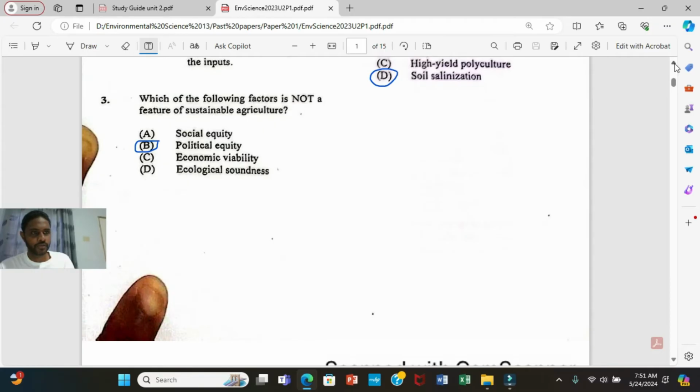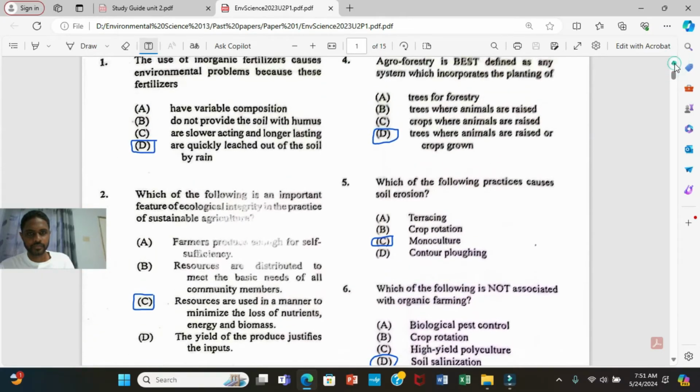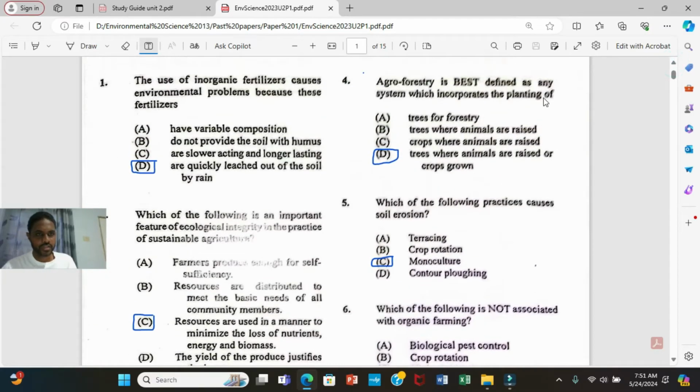All right, number four. Agroforestry is best defined as any system which incorporates the planting of... and the answer is D, trees where animals are raised or crops grown.